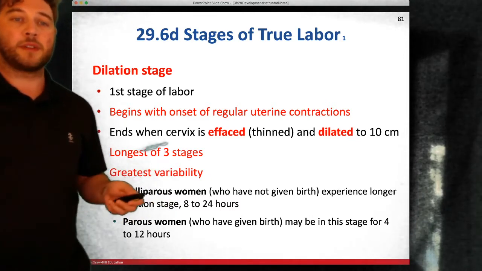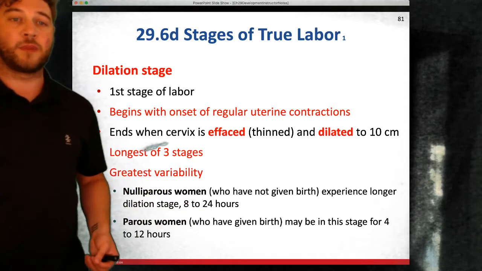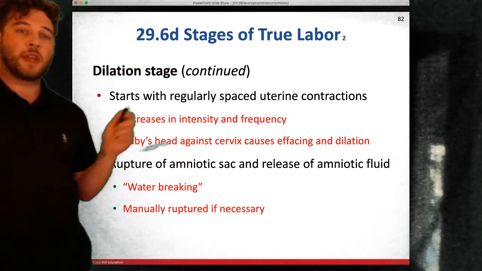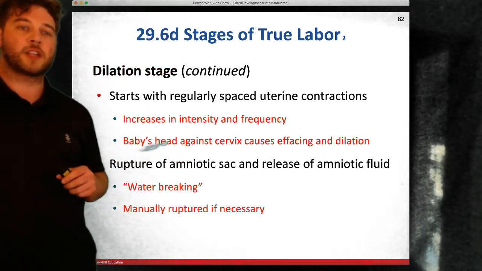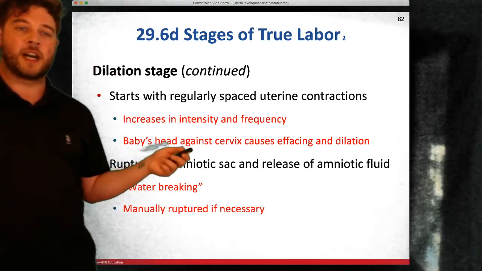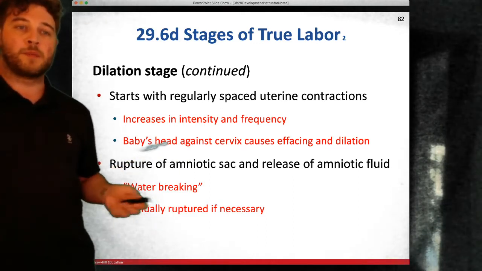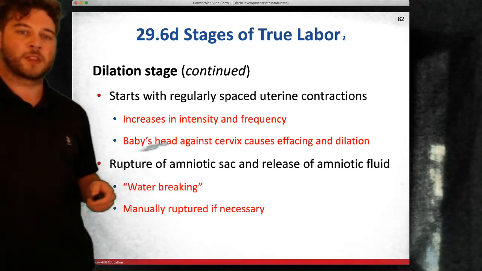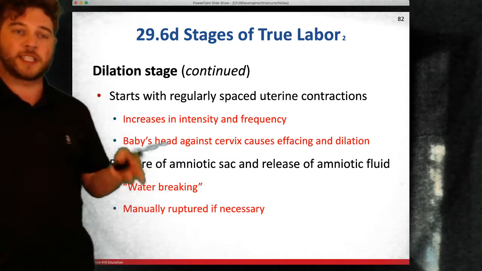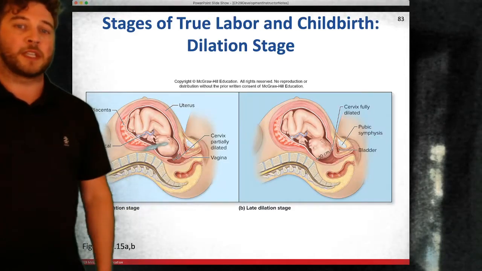Nulliparous women who haven't given birth usually have a longer dilation stage. Parous women who have given birth may clear it in 4 to 12 hours. Again, it can happen very quickly. The dilation stage starts with regularly spaced uterine contractions, increasing in intensity and frequency. The baby's head against the cervix causing effacing and dilation. You have this rupture of the amniotic sac, which is your water breaking, and can be manually ruptured if necessary. So if the dilation stage has been going on, but the water still hasn't broken, but you can clearly see that the cervix is starting to efface, it can be important to do that because the fetus might not be able to expel fully if it does not.